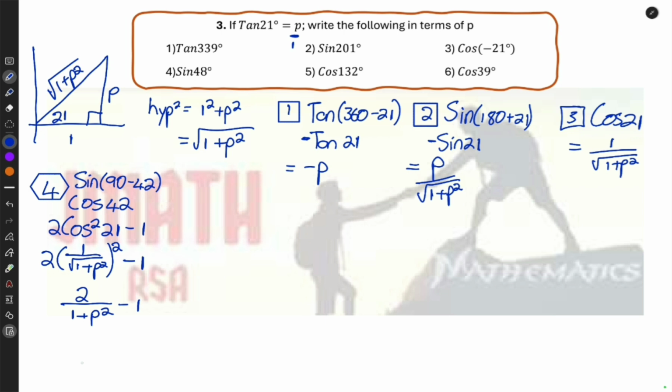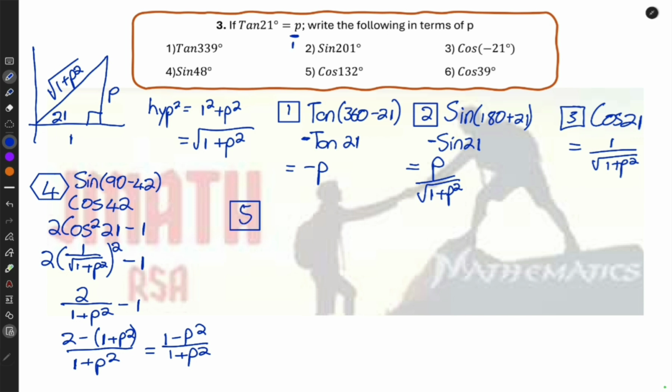And then because it's a fraction, I can then use the LCD, and this would be 1 plus p squared, and that would just change to 2 minus bracket 1 plus p squared. And then the final answer there would be 2 minus 1, so it would be 1 minus p squared all over 1 plus p squared. Weird answer, but that is what it should be.